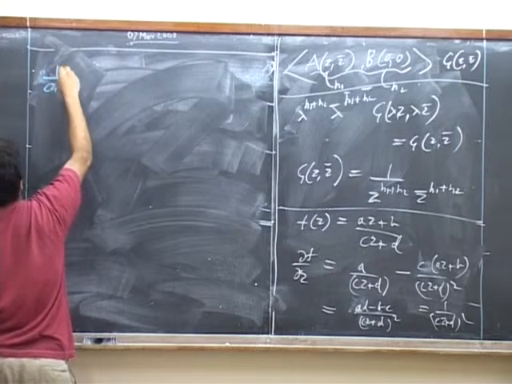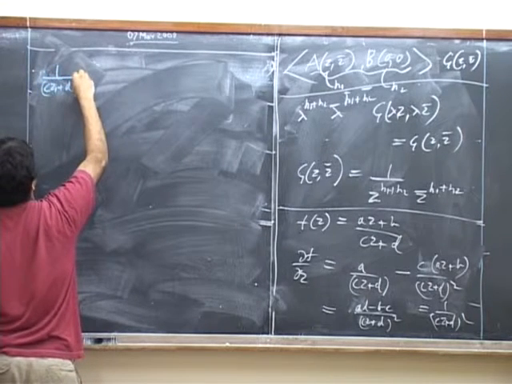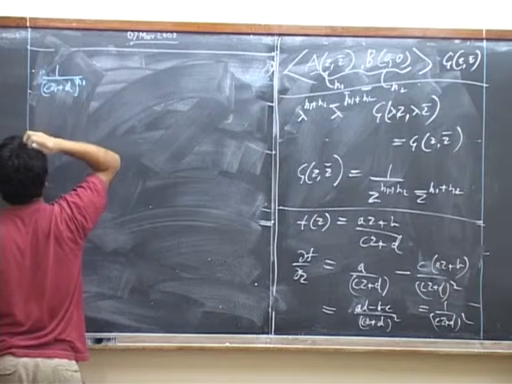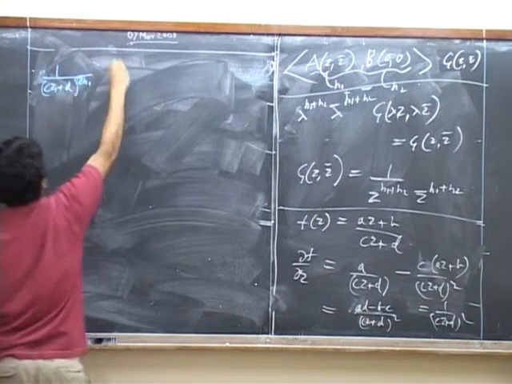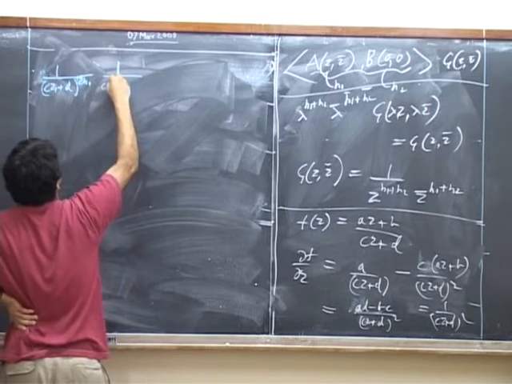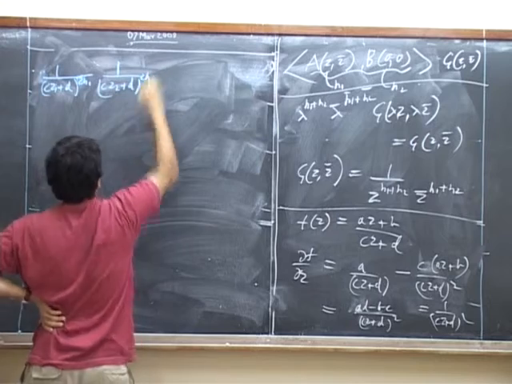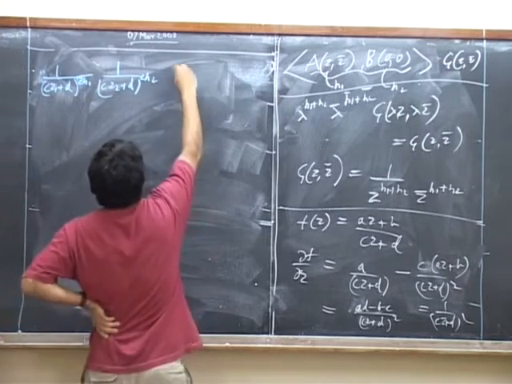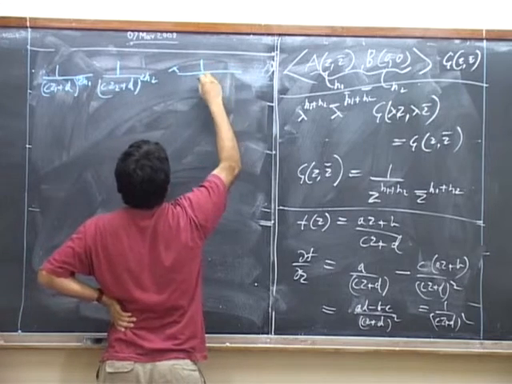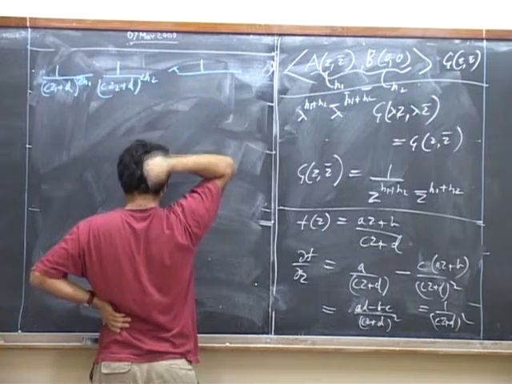CZ1 plus D to the power 2H1, times 1 over CZ2 plus D to the power 2H2, times 1 over, and now we should have Z12 to the power H1 minus H2.